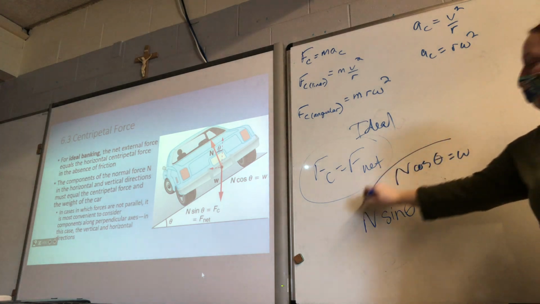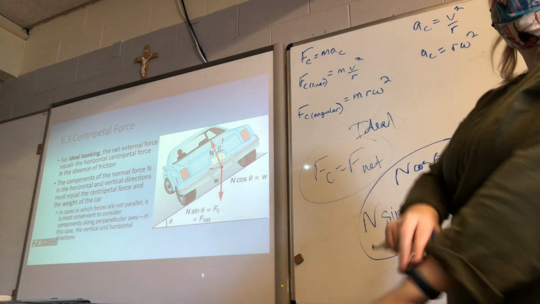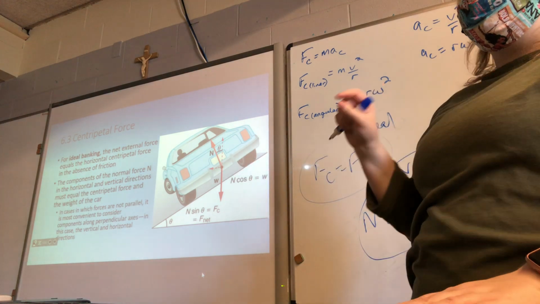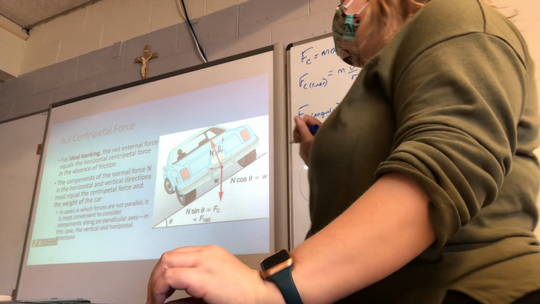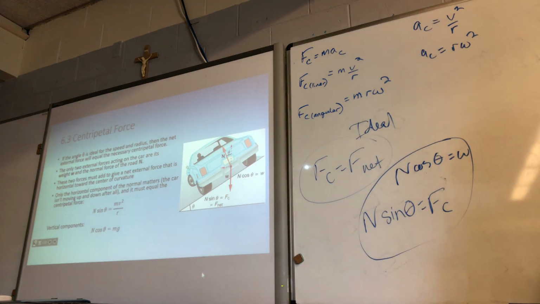And you would be given these equations that say, for ideal banking, I would tell you this would say ideal banking. It's useful to use these shortcuts when we're talking about ideal banked curves, and it's a very specific situation we would use these shortcuts in. So again, you would see these equations.